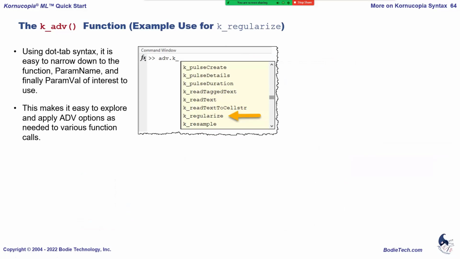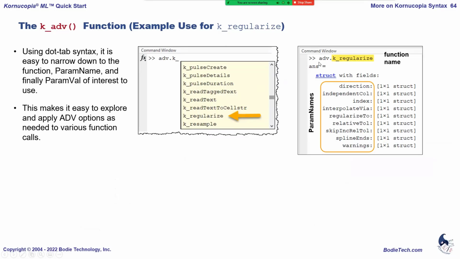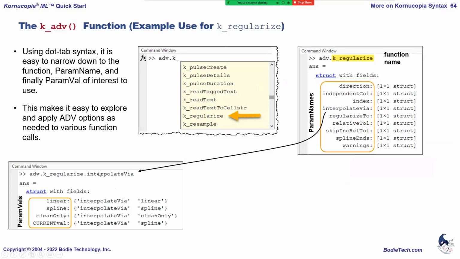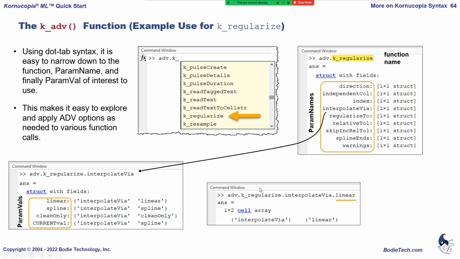Using .tab notation, I could say adv.k underscore, and if I scroll down to k underscore regularize, then adv.k_regularize will show me all the param names that are possible. And then if I continue dot and some particular param name, I get the actual settings to choose from. And if I actually picked one of them, it would return a keyword and a value.